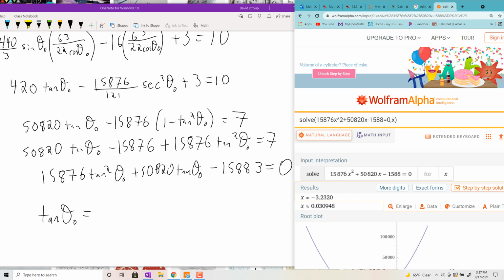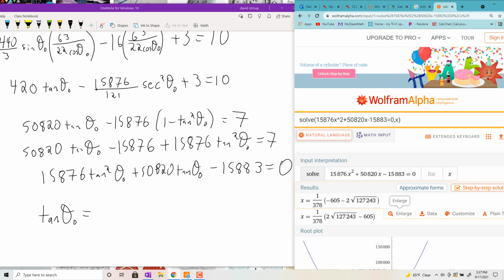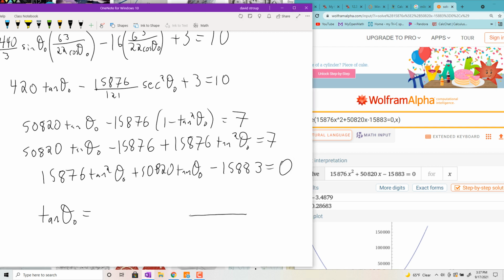15876, 50820, and 15883. So it's very easy to screw these up. So there's 2 answers, and that just means there's kind of like 2 parabolas that will get the job done. There's one that goes up, and then there's another one that's going to go like this.